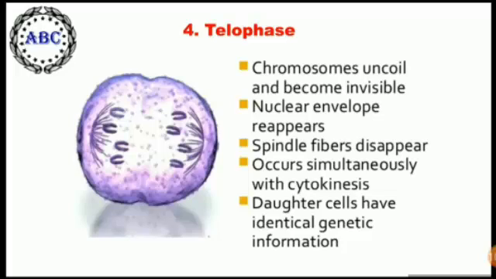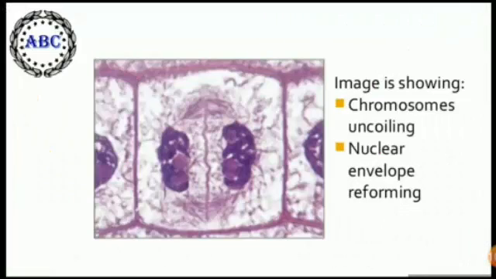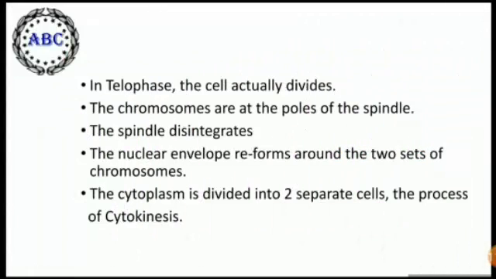The nuclear envelope reappears and spindle fibers disappear. This occurs simultaneously with cytokinesis, or in some cases telophase takes place first and after that cytokinesis takes place. Daughter cells have identical genetic information. In this image, we can see that chromosomes are uncoiled and the nuclear envelope is reforming. In telophase, the cell actually divides.